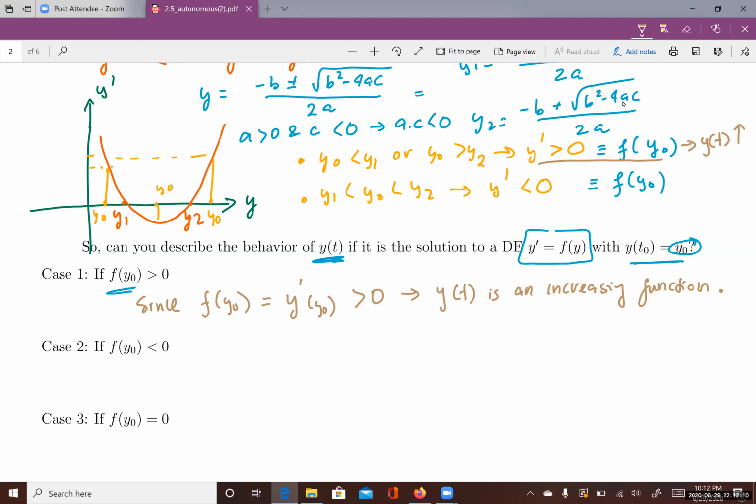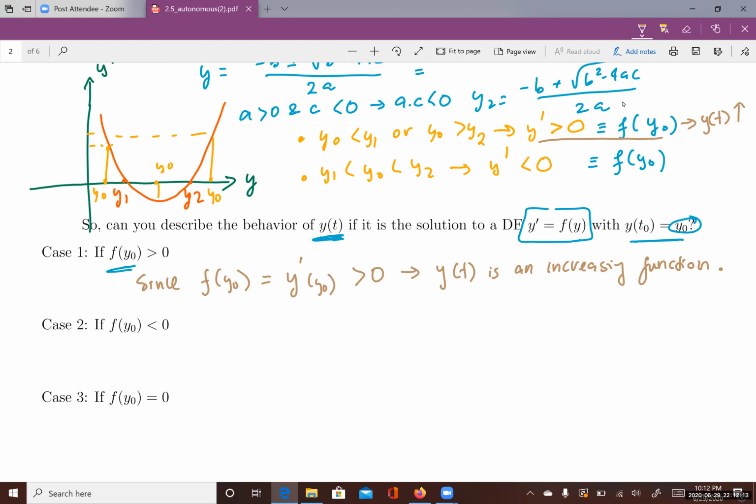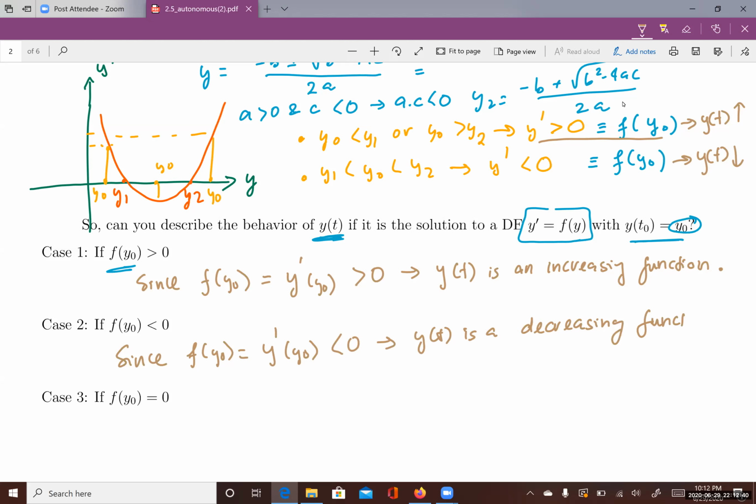Make sense? In the case that f of y0 is less than 0, what does it mean? That means that the function f of t will be a decreasing function, and it's less than 0. That means y of t is a decreasing function.